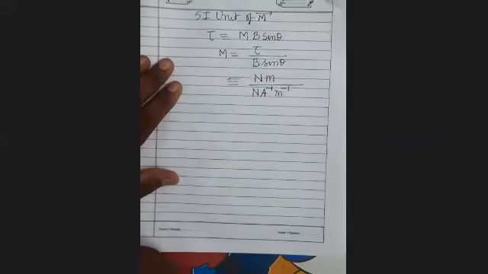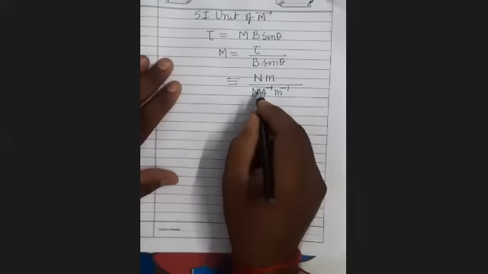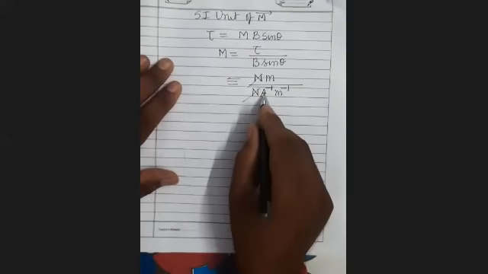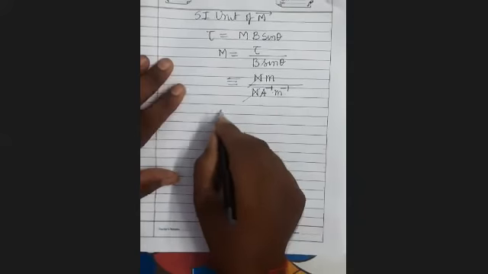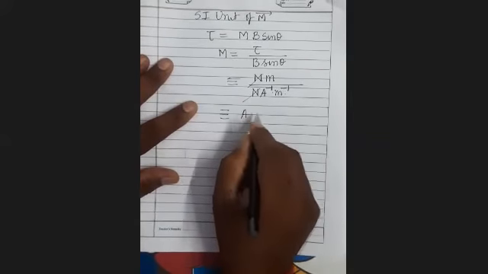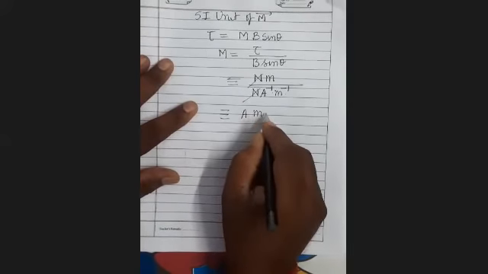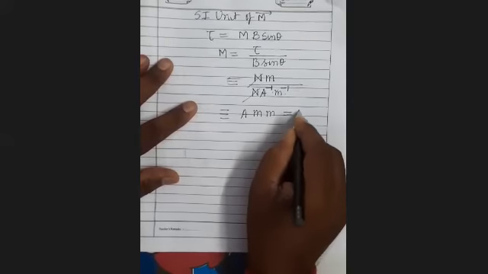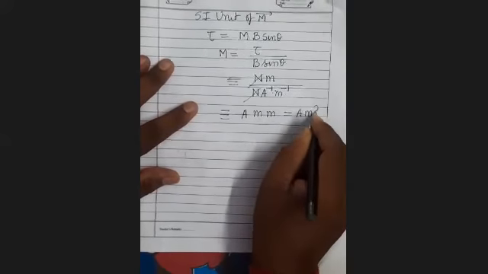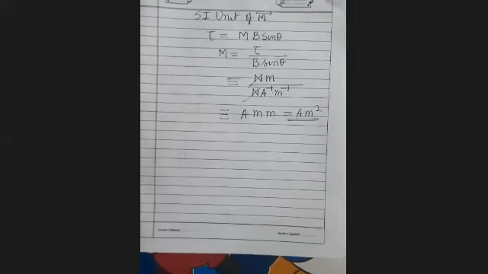Sine theta doesn't have any unit. So Newton and Newton will cancel. This is per ampere per meter, it will go up. So it is ampere meter into meter. That is ampere meter square.